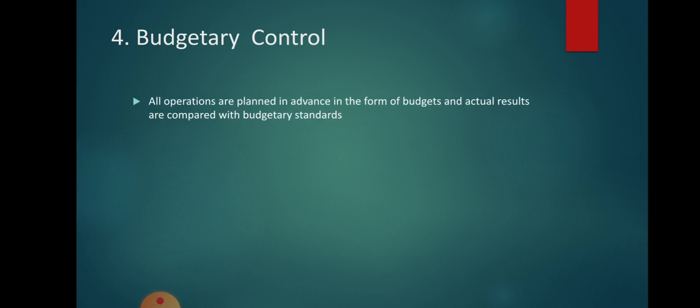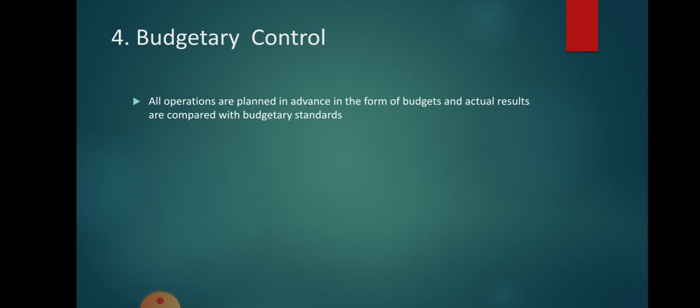So what do you mean by budget? Budget we are going to do for the future. Planning for the next year on the basis of your total incomes and expenses. So budgetary control is a technique of managerial control in which all operations are planned in advance in the form of budgets, and the actual results are compared with the budgetary standards. So budgets means already fixed.